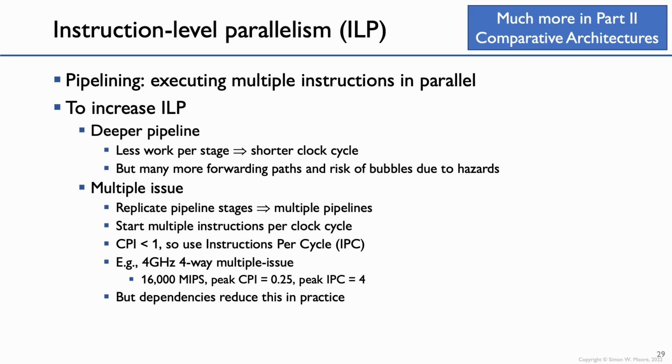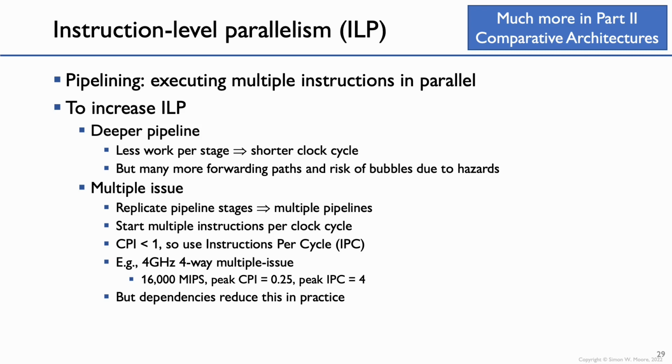You can also try and get more instruction level parallelism by actually fetching and issuing more than one instruction every clock cycle. So we could replicate pipeline stages. For example, we might have a separate integer pipeline stage, a separate stage for floating point, but we might also separate integer and logical operations from memory operations. So we might have a separate memory pipe, for instance. And that would then allow us to issue multiple instructions per clock cycle.